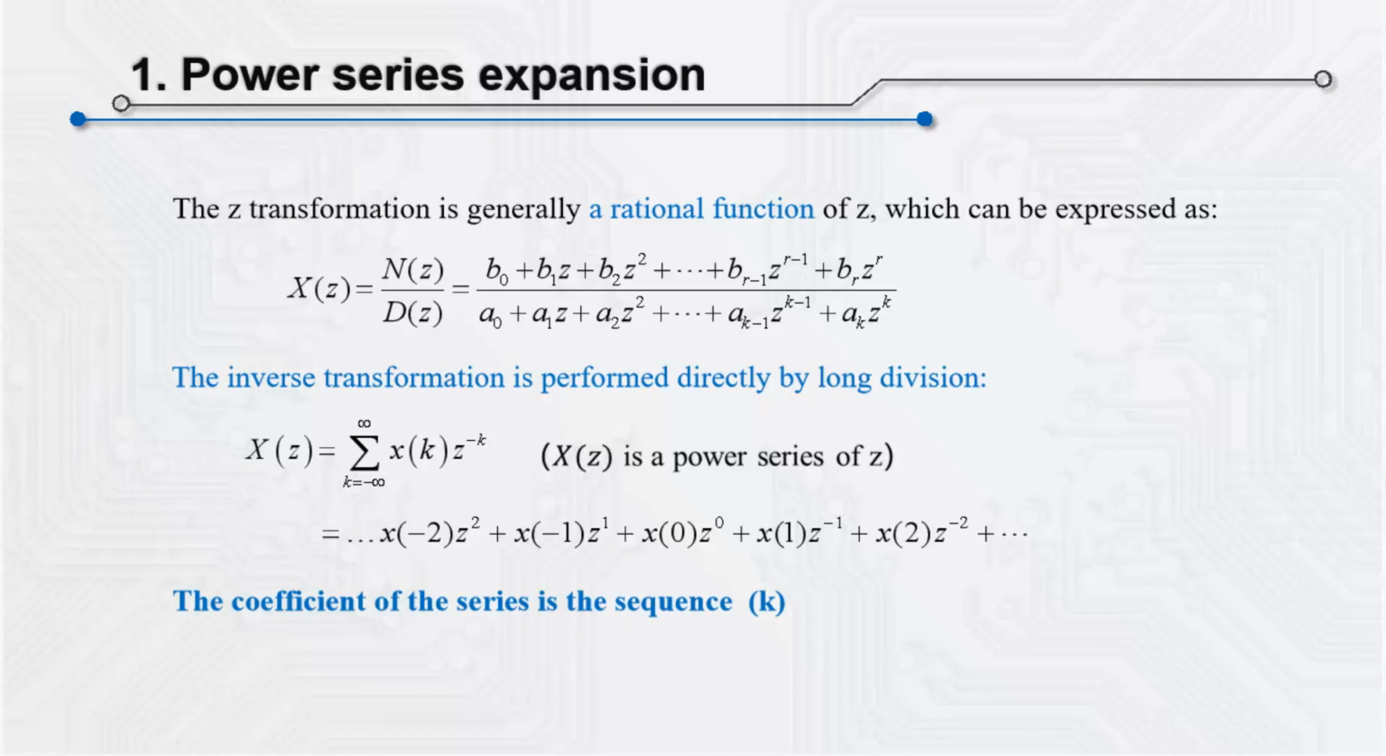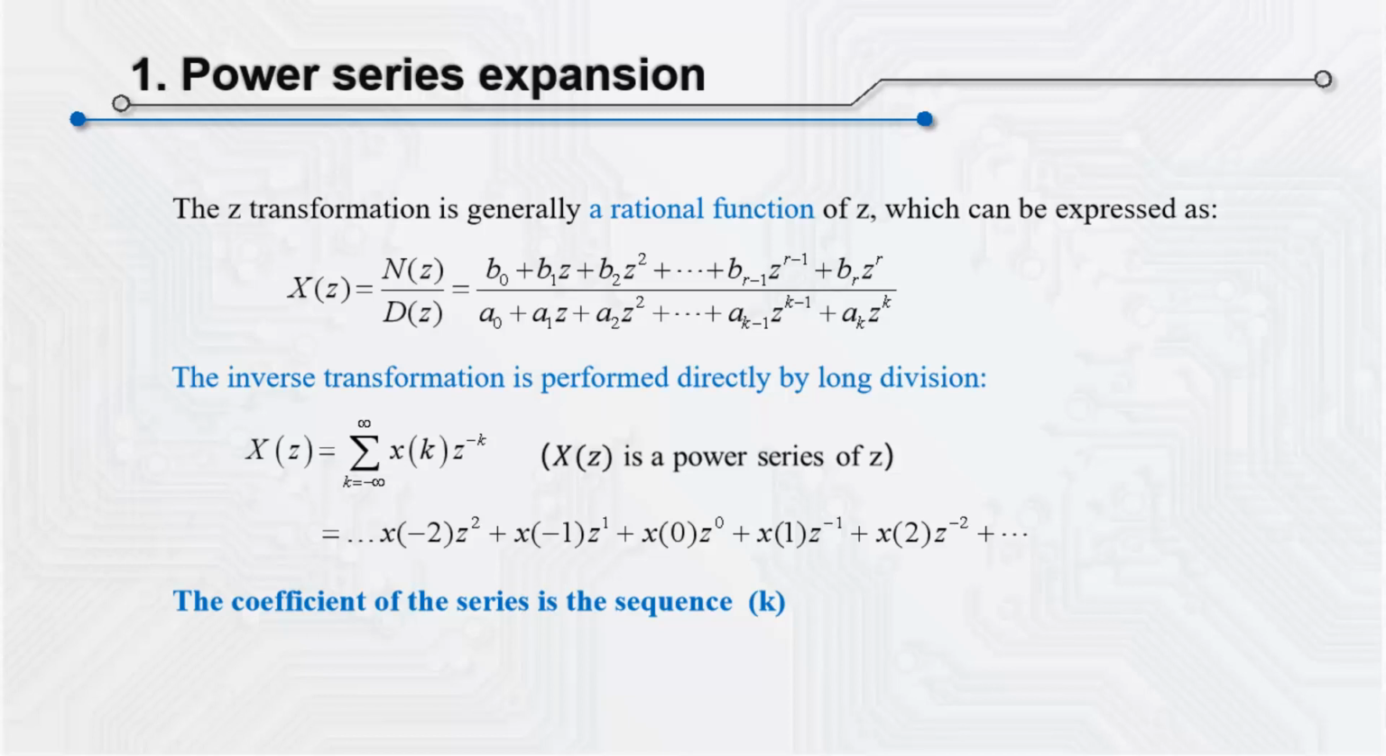The principle of the power series expansion method is as follows. According to the definition of Z transform, the Z transformation can be expressed as the form of a rational function of Z. We express it as the following formula, X of Z. According to this expression, we can use long division to perform the corresponding inverse transformation.